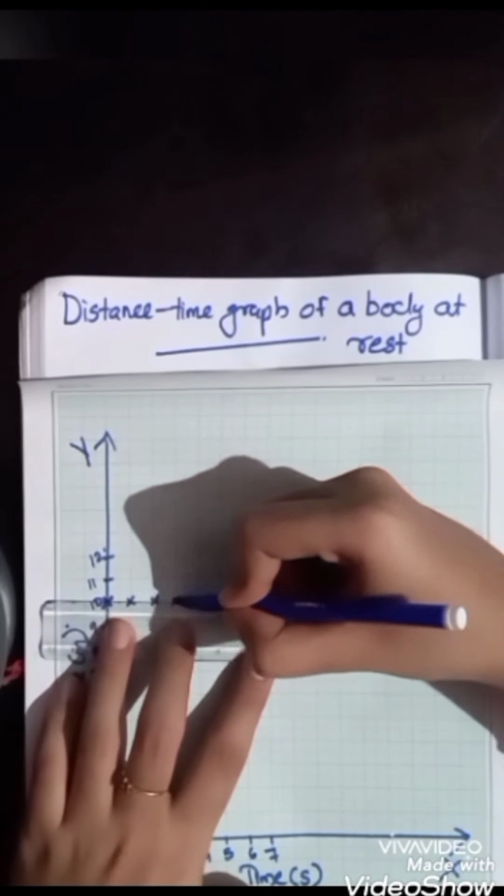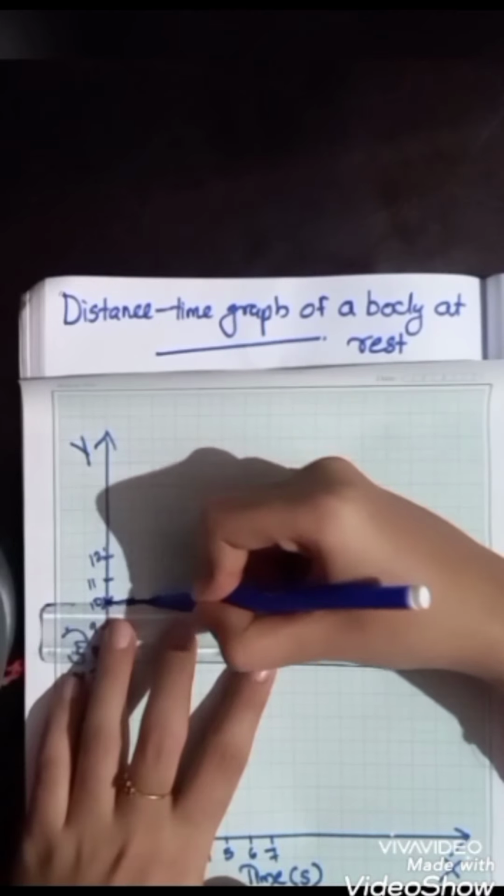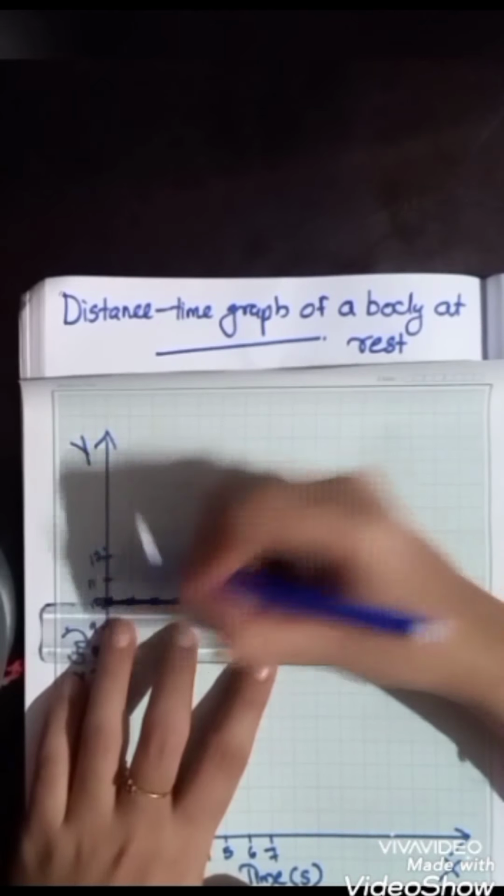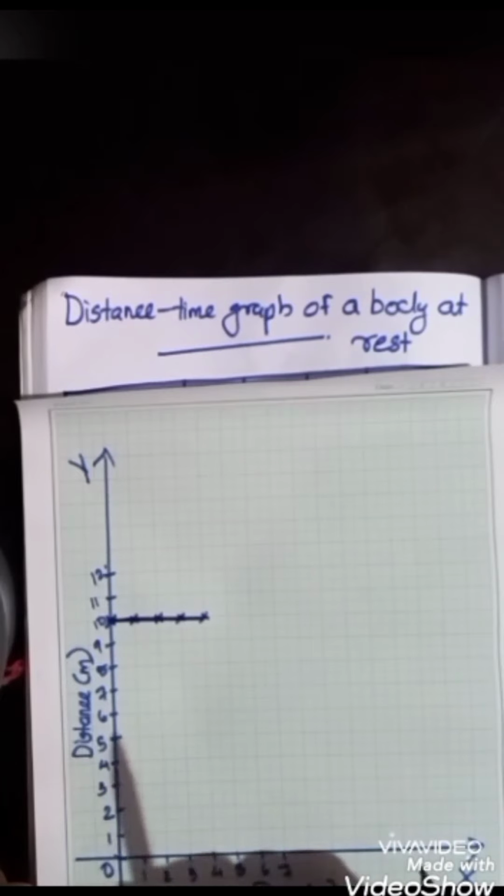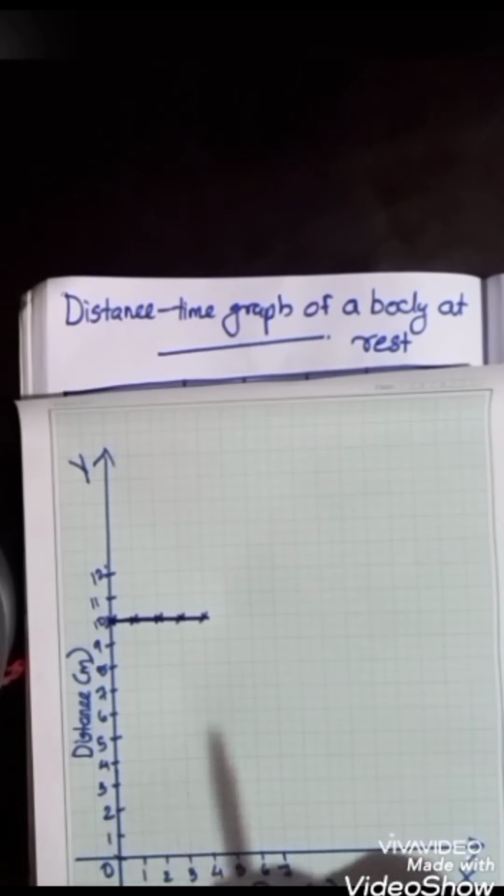By joining these points we will get a straight line graph. This graph represents the body at rest. The distance time graph of a body at rest is like this.